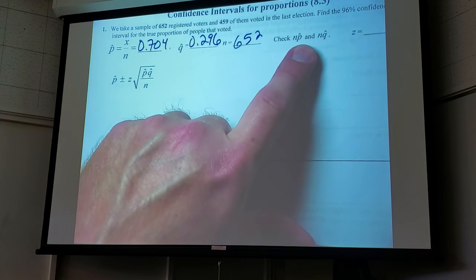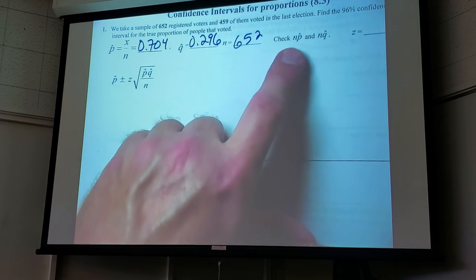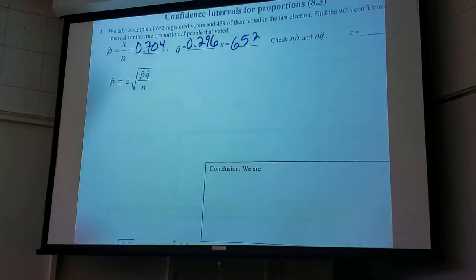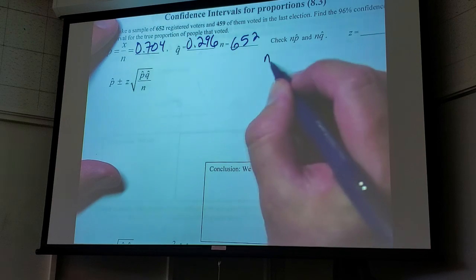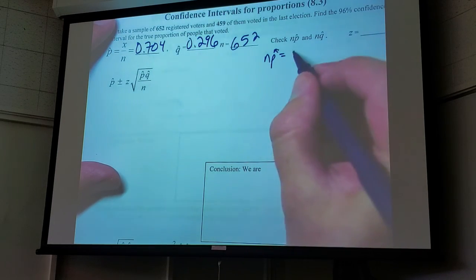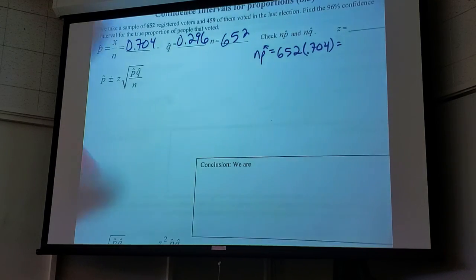So now you understand what I mean here. What do we have to check? Whether these have to come out to be at least 5. All right, so let's take a minute. n times p hat. Let me see if anybody notices a shortcut for this. If you do 652 times 0.704, you're going to get 459, just about.